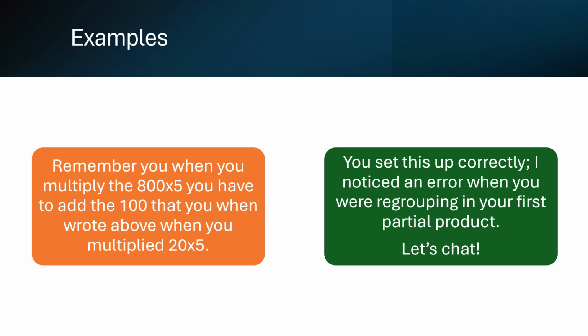Remember, when you multiply the 800 times 5, you have to add the 100 that you wrote above when you solved and multiplied 20 times 5. Or you could write, you set this up correctly. I noticed an error when you were regrouping in your first partial product. Let's chat. So you can either give specific feedback that would help them figure out what they did wrong, or tell them where the error is and find a time to meet with that student.